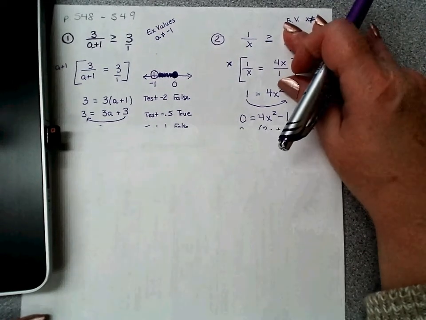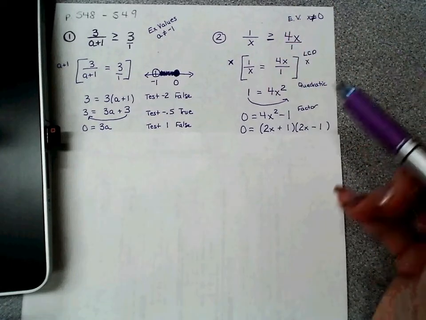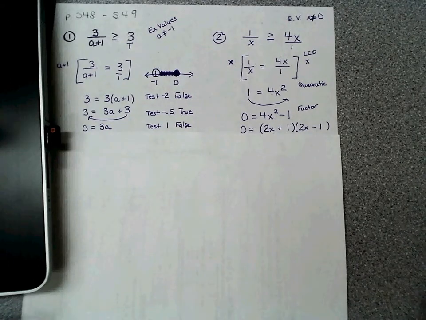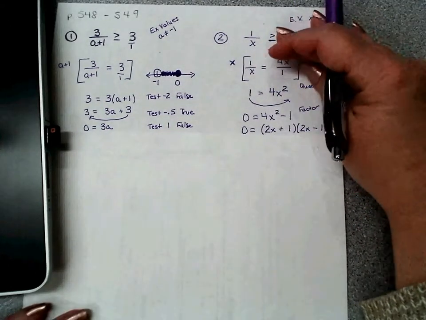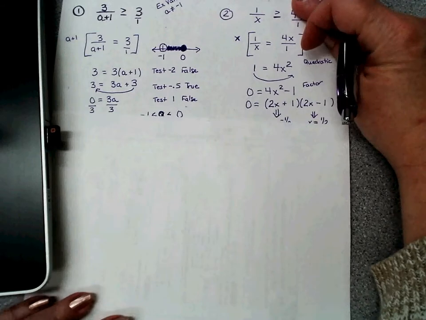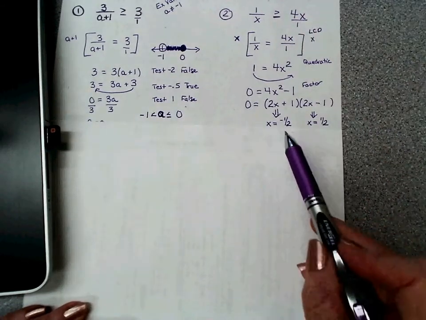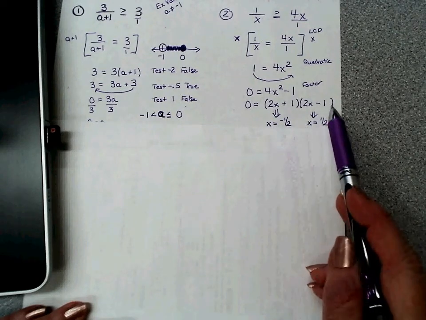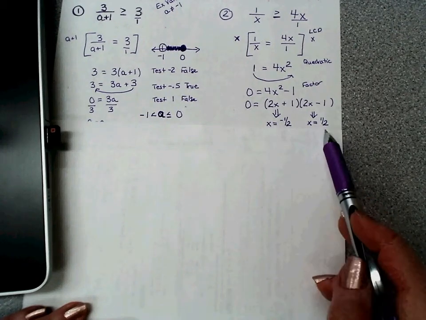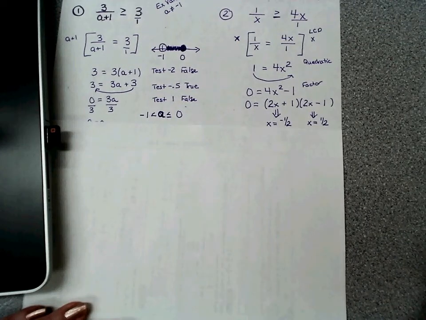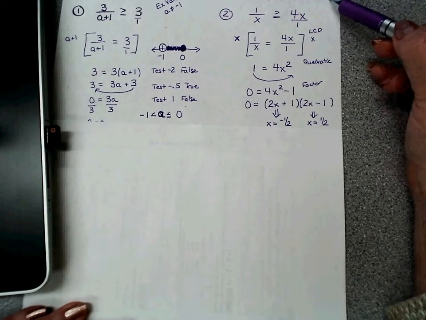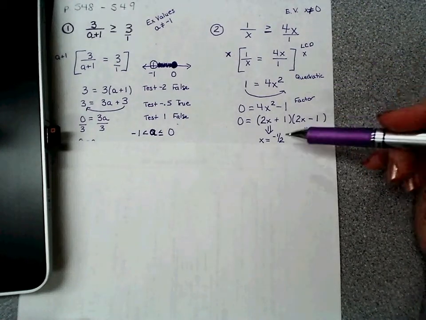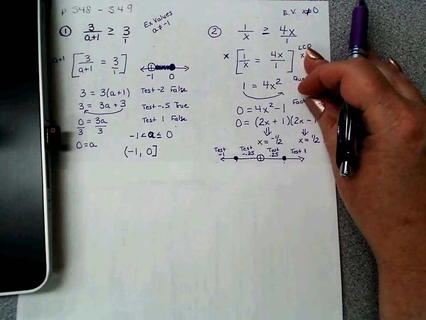So 2 parentheses. 4x squared is 2x times 2x. 1 is 1 times 1. 2x plus 1, 2x minus 1. Now I have 2 baby equations. So I solve those baby equations by moving 1 to the other side of the equal, and that becomes negative, and dividing by 2. Moving 1 to the other side of the equal, it becomes positive, dividing by 2. So now I have those 2. I put my excluded value, which I scrolled off the paper here, and my 2 answers all on a number line. And there they are.